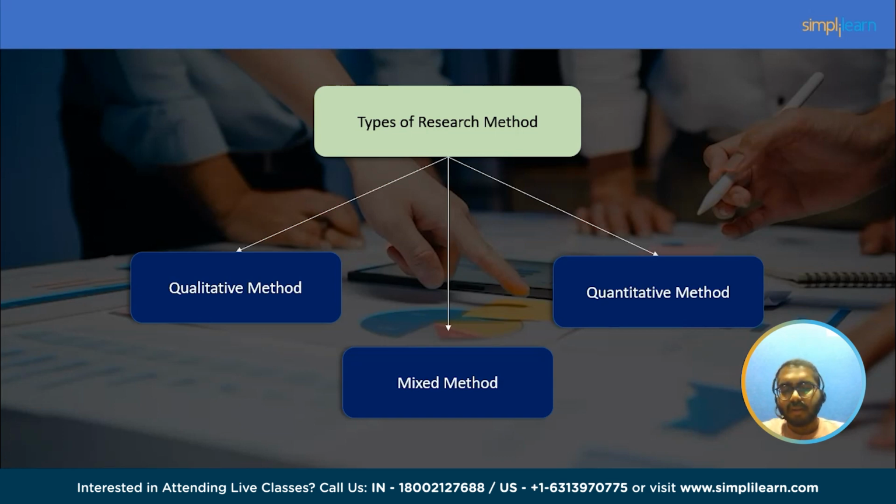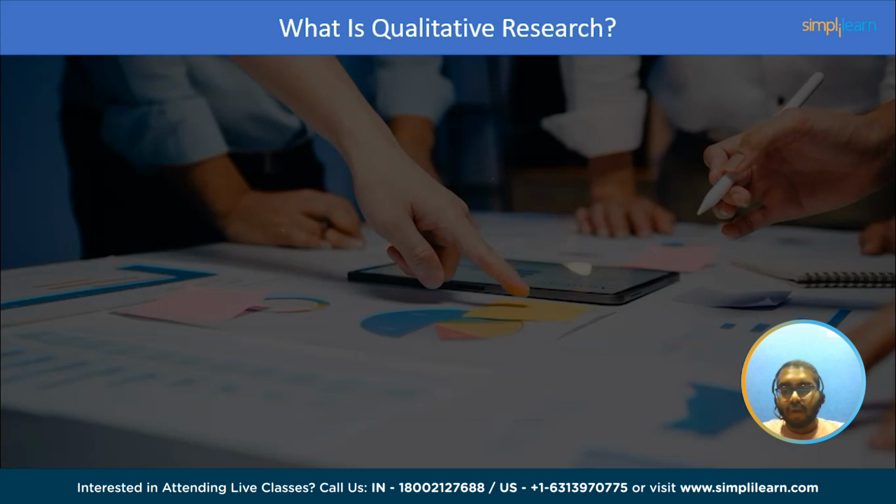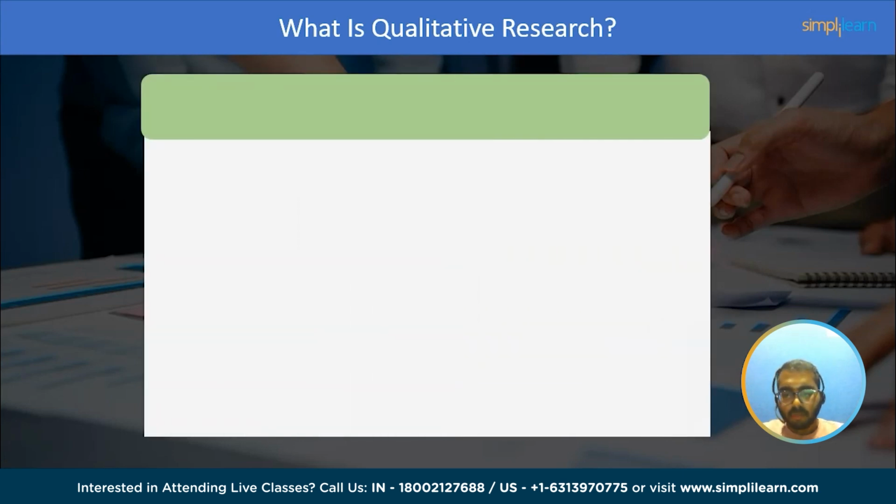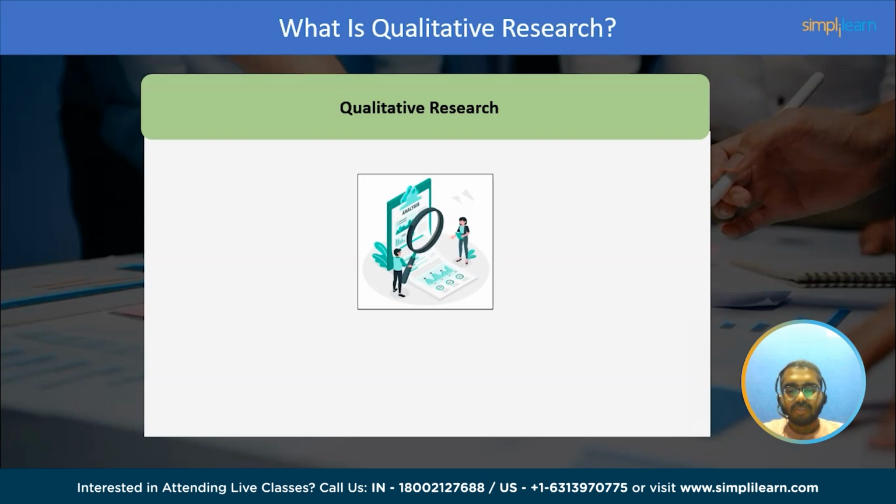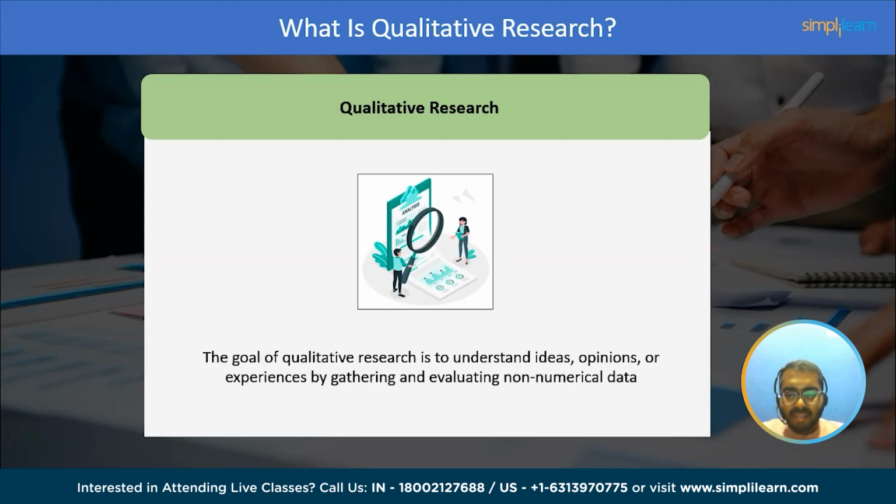If it is not measurable, then how is it used? What are the different methods in it? Now, for that, we have to understand what qualitative research is about. Now, qualitative research aims to understand ideas, opinions, or experiences by gathering and evaluating non-numerical data, such as text, video, or even audio. It is used to discover complex details about a topic or develop fresh research concepts.